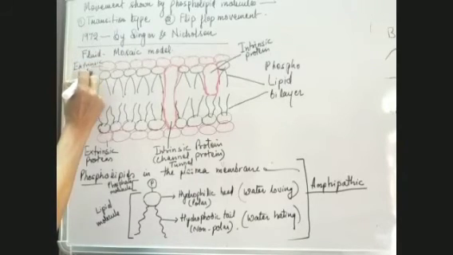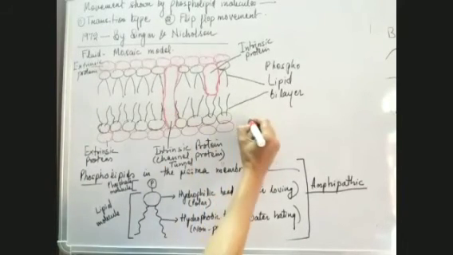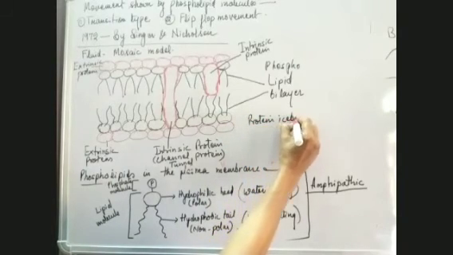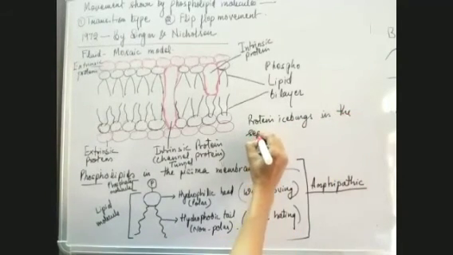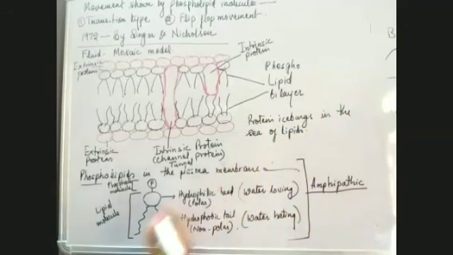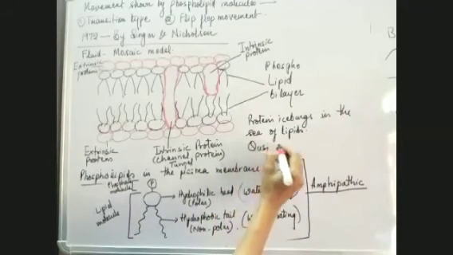So this was the fluid mosaic model which was given by Singer and Nicholson, and he used a sentence for this. He said that this is like a protein iceberg in the sea of lipids. And he used a word, quasi-fluid nature. Quasi-fluid nature, you will find this word in the book.